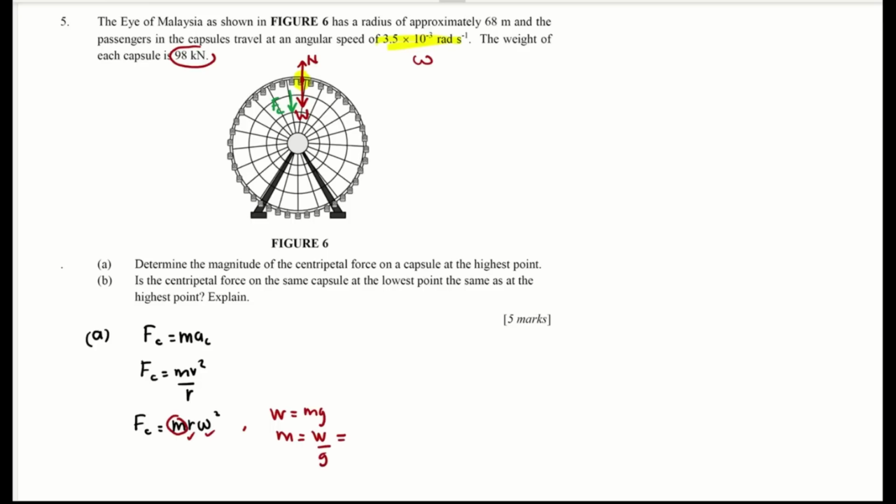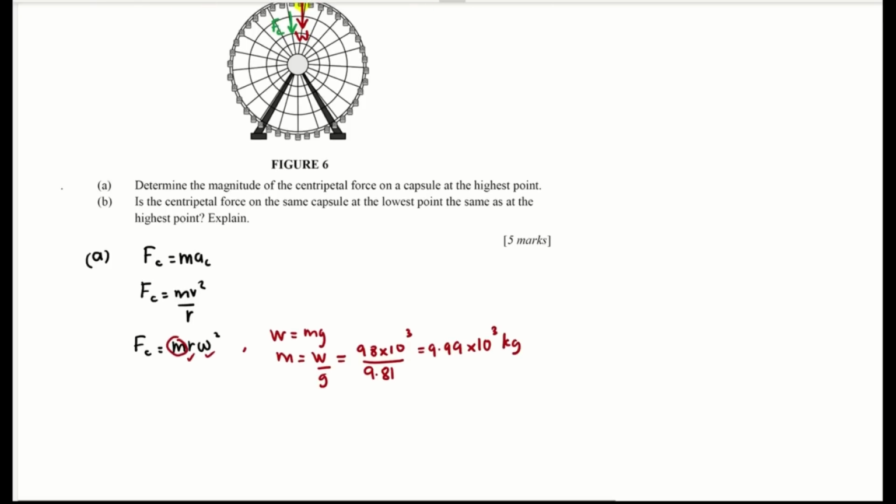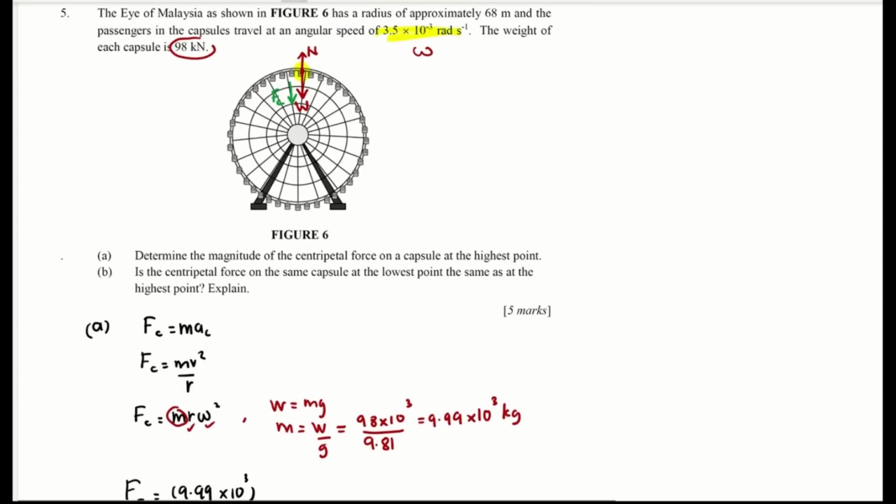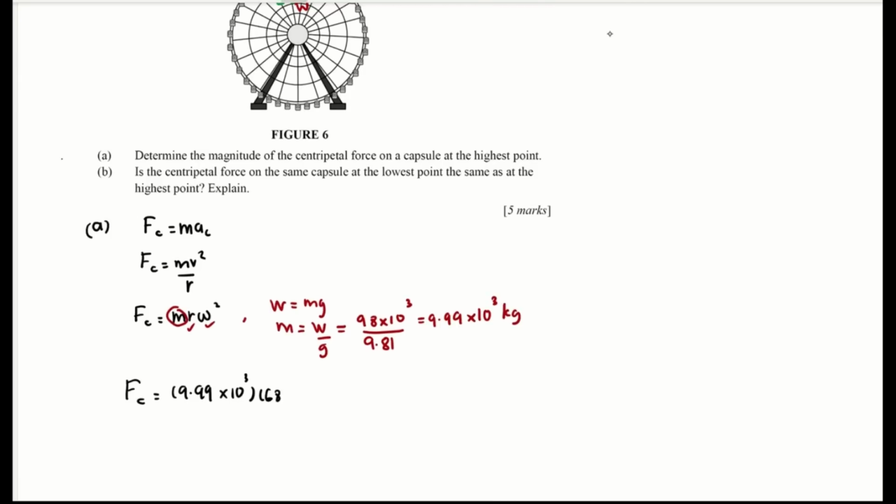So let's calculate first what is the mass of the capsule, which is 98 kilonewton over 9.81. Then the mass should be 9.99 times 10 to the power 3 kg. Now we can substitute here, where the centripetal force finally is equal to the mass, 9.99 times 10 to the power 3, and the radius given is 68 meter, and the omega is 3.5 times 10 to the power of negative 3, squared. Finally, the centripetal force is 8.32 Newton.